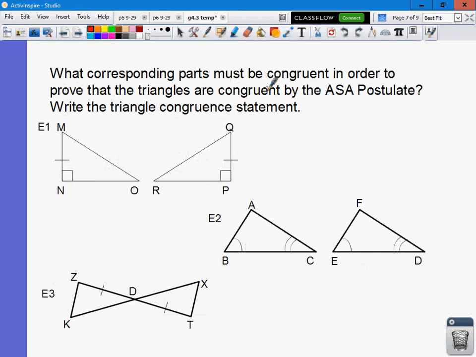What corresponding parts must be congruent in order to prove that the triangles are congruent by angle side angle? Here I'm looking for angle side angle. In other words, I want the side to be included. If I come over here, I've got an angle and I have a side. Which angle is missing to make it angle side angle?